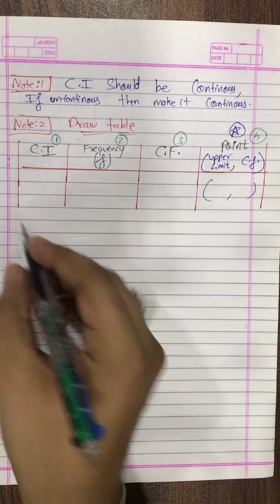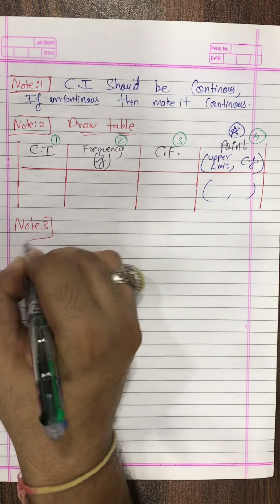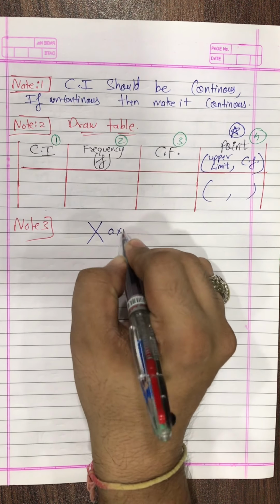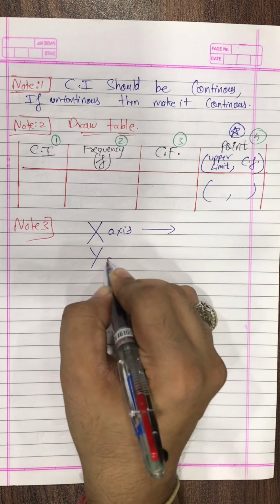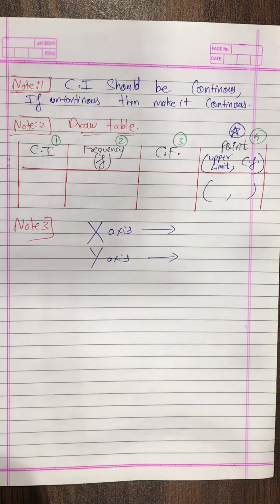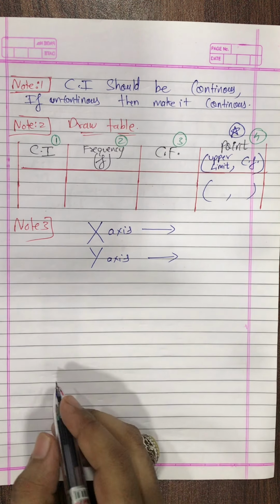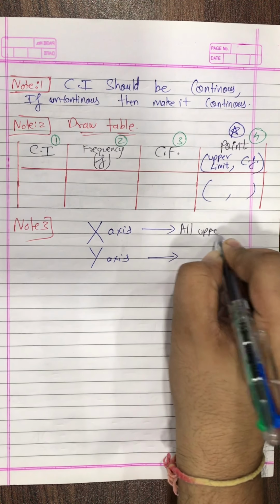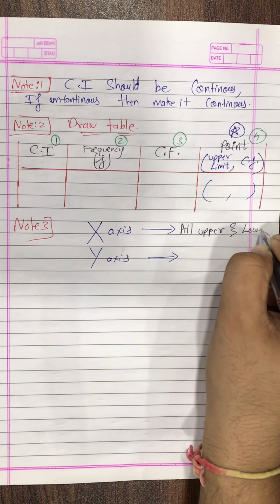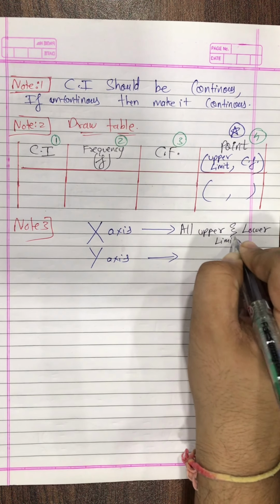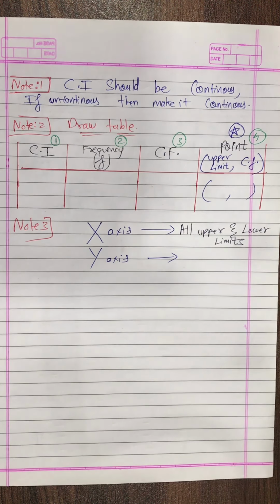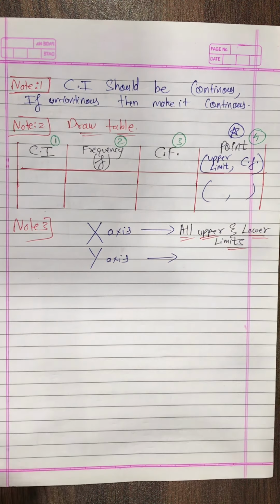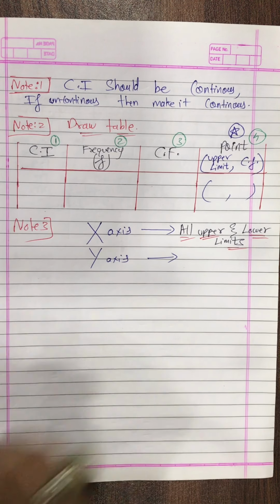Now coming to note 3, which you should always remember. Now students, pay attention. On the graph we have the x-axis and we have the y-axis. What will you plot on the x-axis? On the x-axis you will plot all upper and lower limits. Whatever class intervals are given, you will plot on the x-axis.